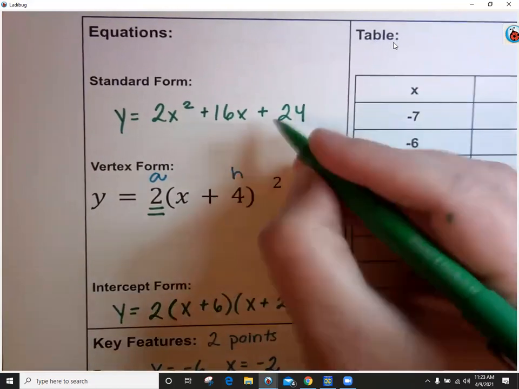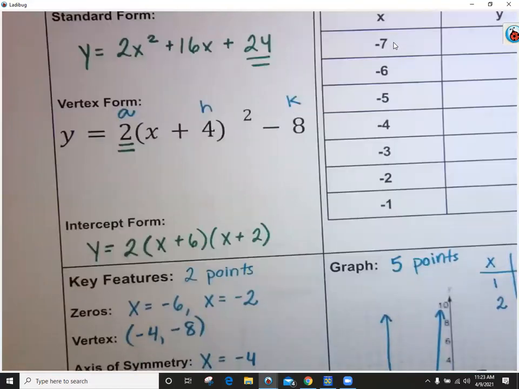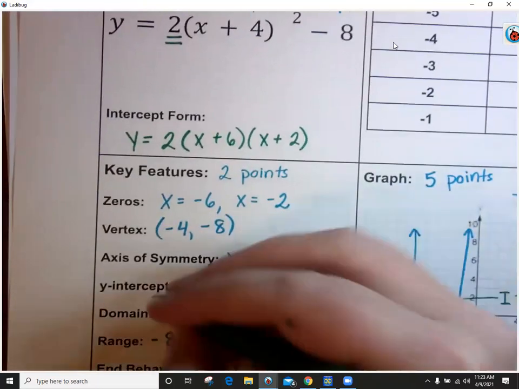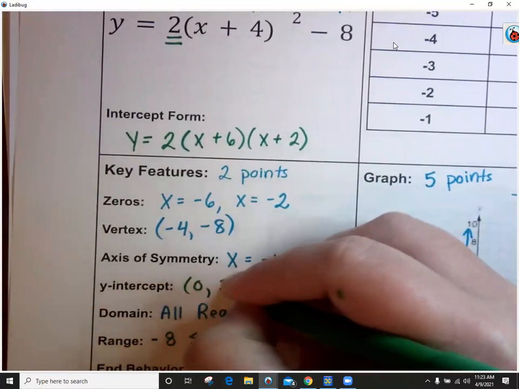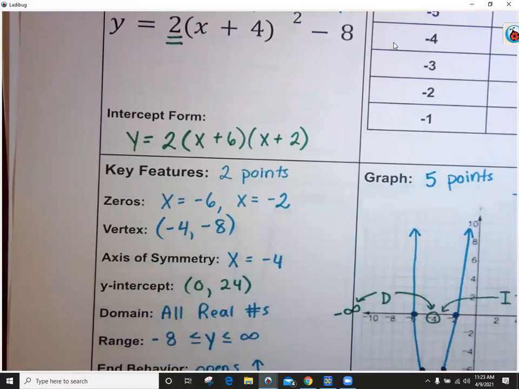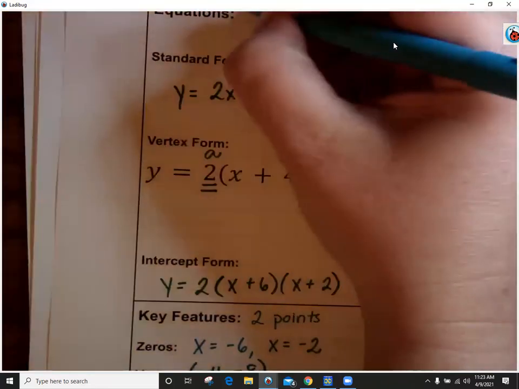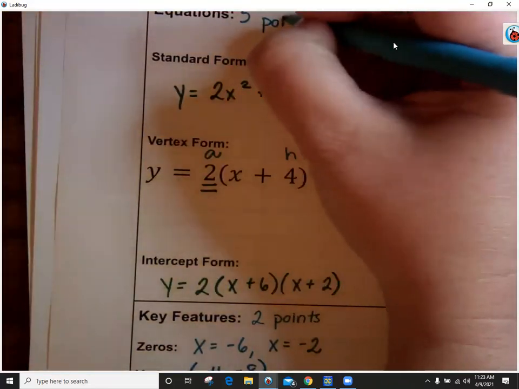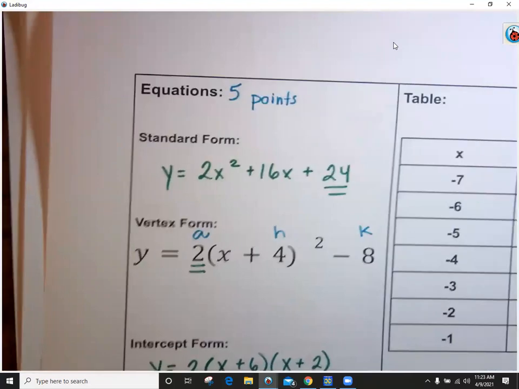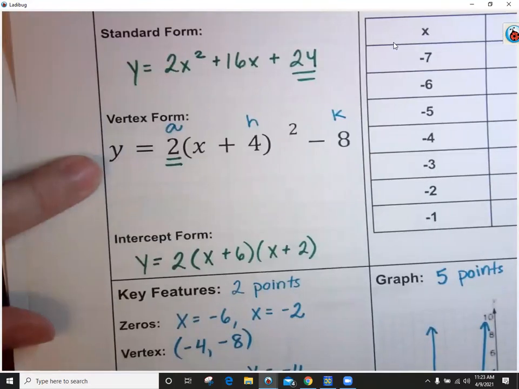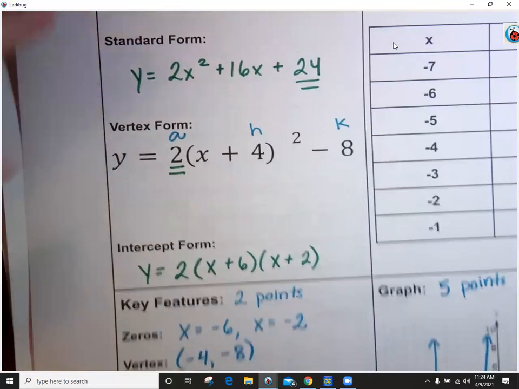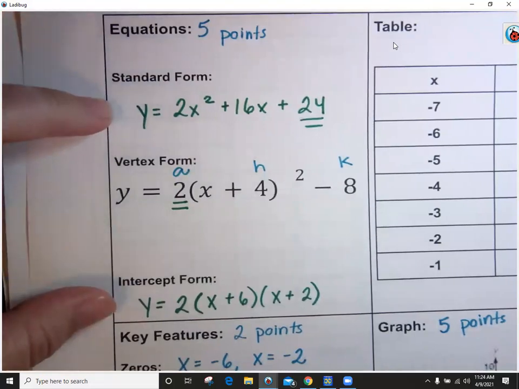Yep, good. The c value in standard form is our y-intercept. So now we know that the y-intercept is (0, 24). On your test on Monday, Tuesday, each one of these equations is worth 5 points each. You wouldn't get points for the vertex form because it was given to you, but each one of these would be worth 5 points.